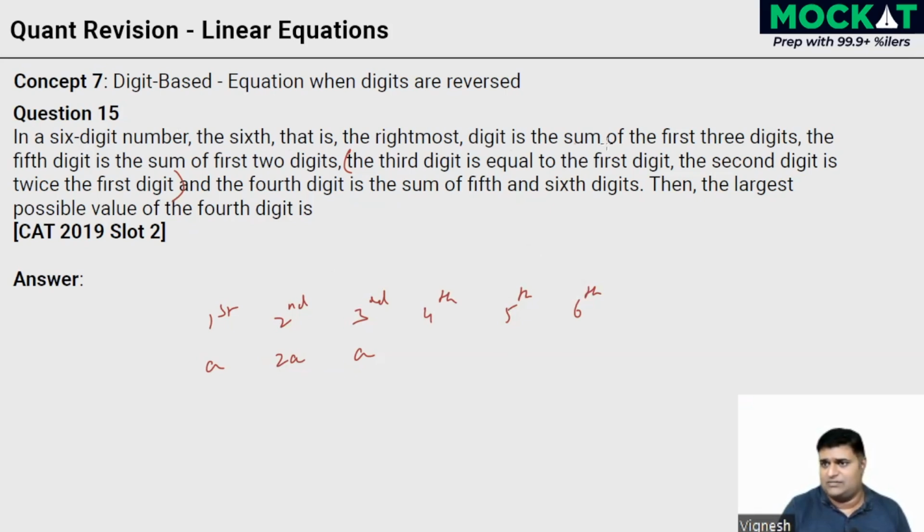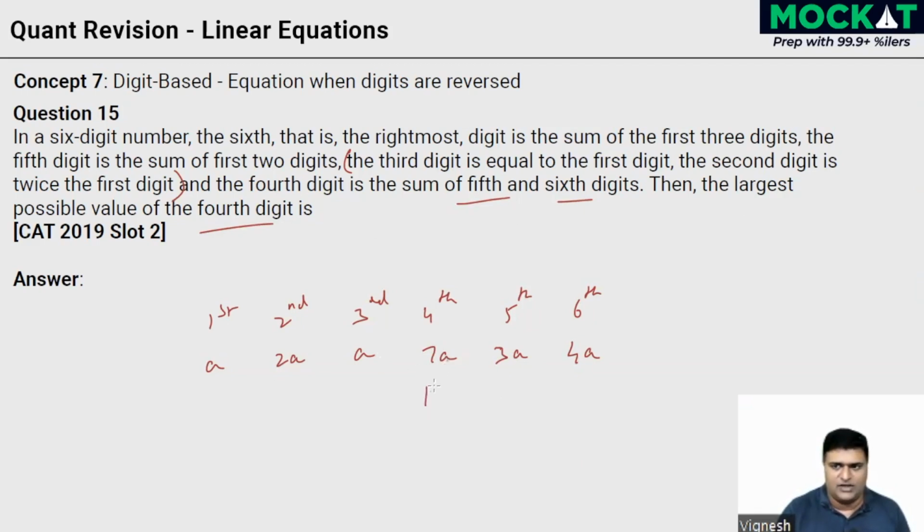The sixth is the sum of the first 3. A, 2A and A is going to add up to 4A. And the fifth is the sum of the first 2. Fifth is the sum of the first 2, that is 3A. Right. Fourth is the sum of fifth and sixth. That's going to be a 7A. Then the largest possible value of the fourth digit. Fourth digit, only one value is possible, where A is 1.